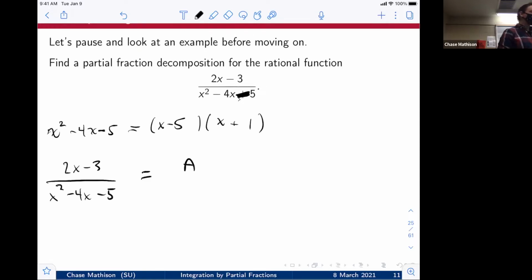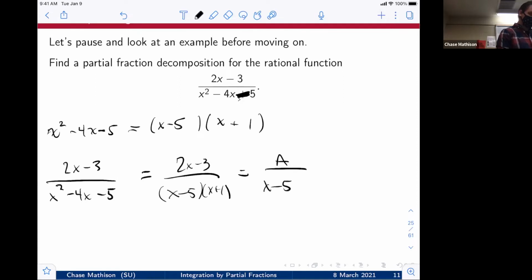I want to rewrite this as a, and in the previous slide I used a1, a2, and a3. Usually there's not going to be 20 factors, so I'm just going to use capital A and capital B. Let me rewrite this really quick. This is 2x minus 3 over x minus 5 times x plus 1. So I'm going to write this as capital A over the first factor, x minus 5, plus capital B over the second factor, x plus 1.